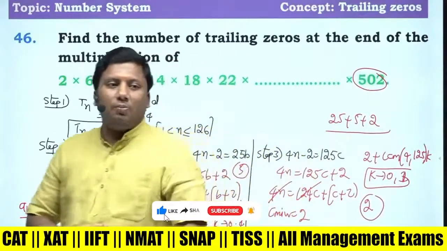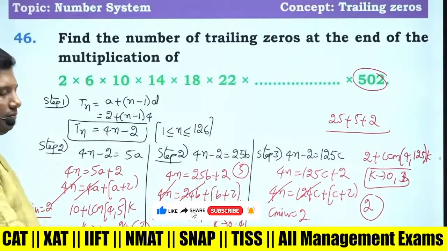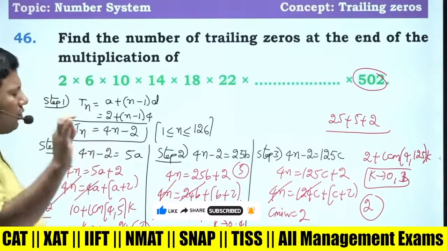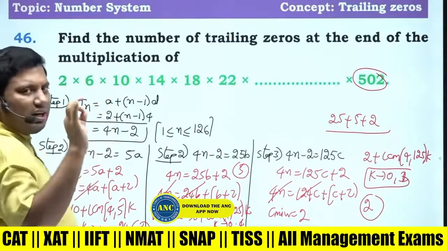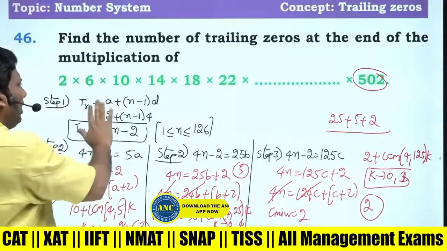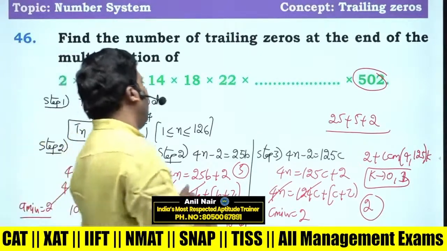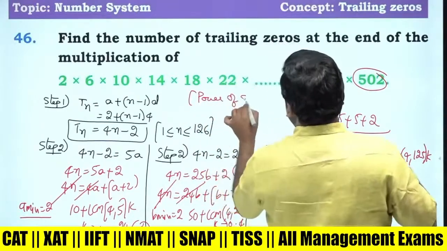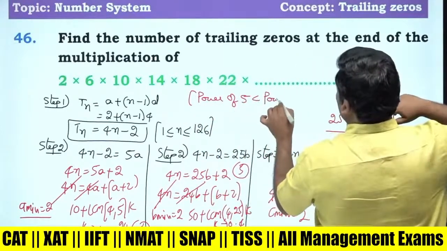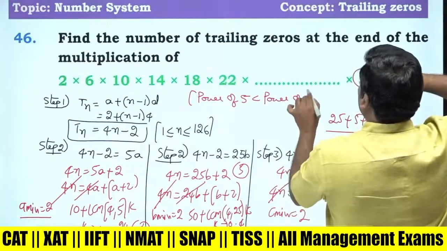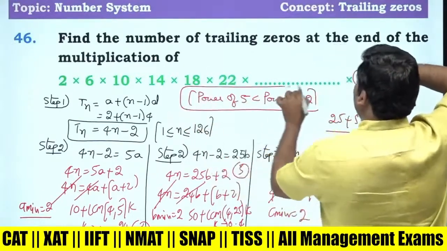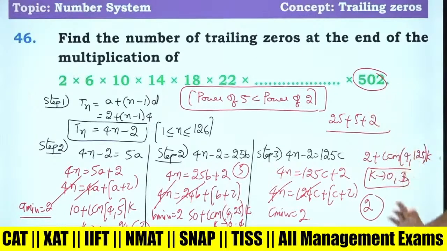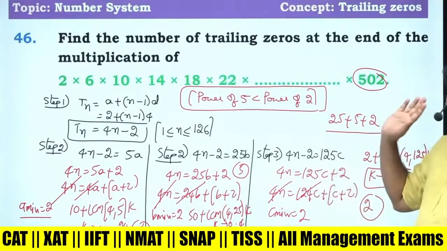Idea clear? I hope the idea is clear. These are some very, very good questions. You are going to learn some wonderful questions in trailing zeros session number 2. Tn equivalent to a plus n minus 1 into d. First, the entire centralized idea is power of 5 is less than power of 2. That is the reason I am just checking the powers of 5. 5a, 25b, 125c. Remaining is 625. Upper limit is 502. Good questions.